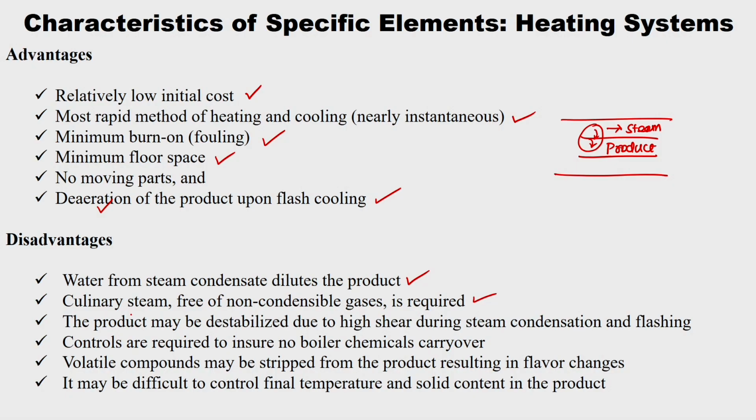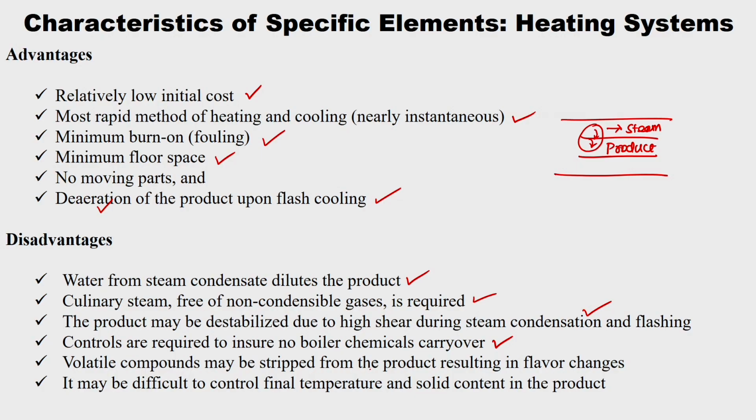When you are using direct heating in the aseptic process, you need to ensure the steam is produced from drinkable water or is free from any contamination. This is a very important point. So normal boiler steam you cannot use, because of the non-condensable gases. The product may be destabilized due to high shear during steam condensation and flashing. So the product destabilization occurs due to the two processes we are doing: one is steam condensation, as well as the flashing. Controls are required to ensure no boiler chemicals carry over. This I already told, the steam should be of high quality, so that means it should not have any contamination.